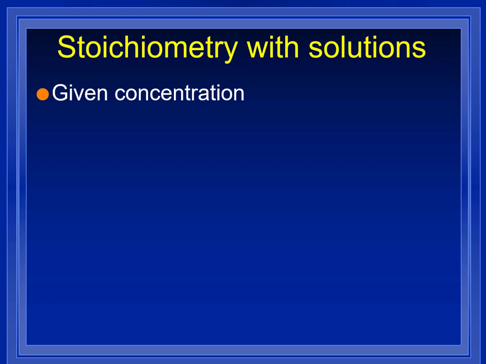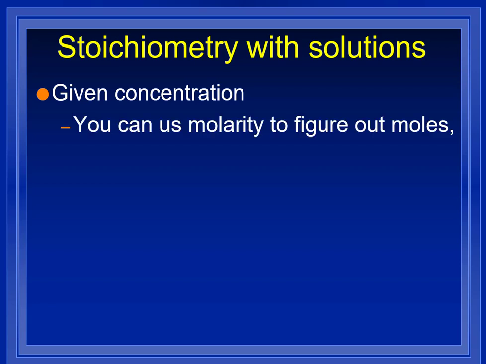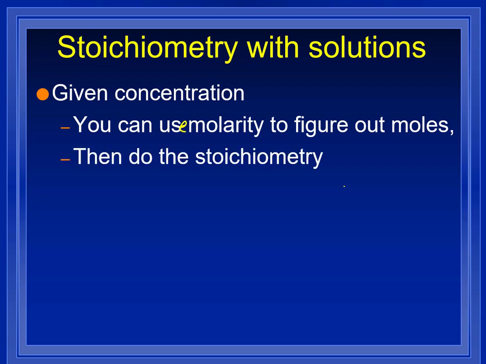Right? So if I'm given concentration, you can use molarity to figure out moles. That concentration is going to be in molarity, and you can use that to figure out moles. And then once you've got moles of that chemical, you're ready to do stoichiometry. We started quite a few of our problems with moles at the beginning, right? So in essence, this is just like what we do with ideal gases and stoichiometry.